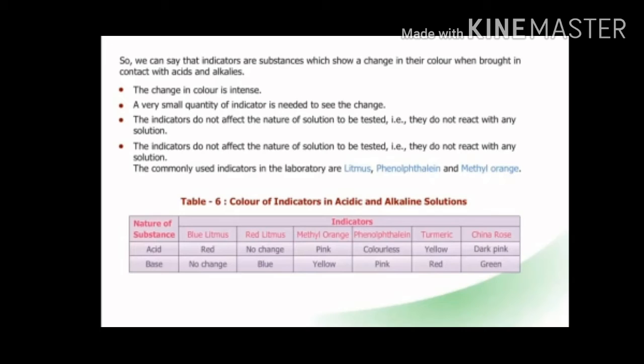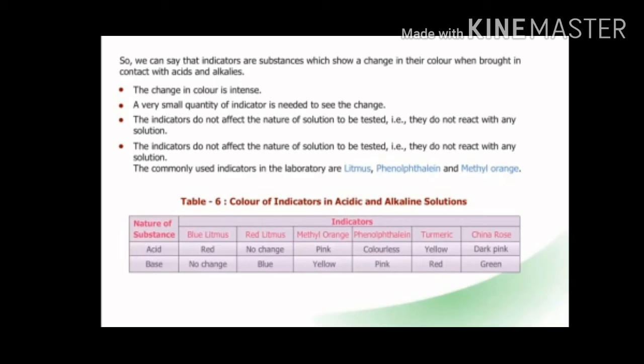The commonly used indicators in the laboratory are litmus, phenolphthalein and methyl orange. In the table, the color change is given. For example, litmus: acid turns blue litmus to red, and in the base blue litmus remains blue, and base turns red litmus to blue.